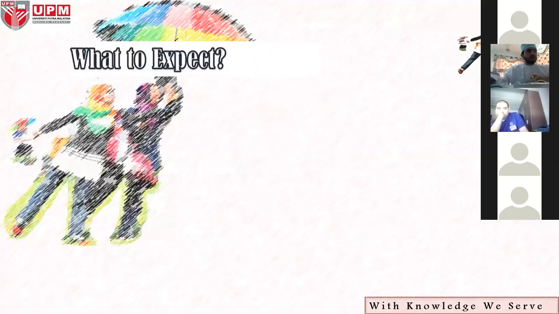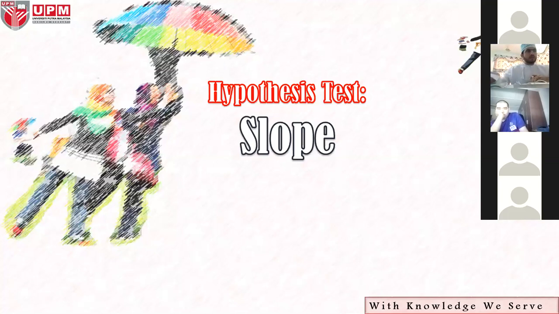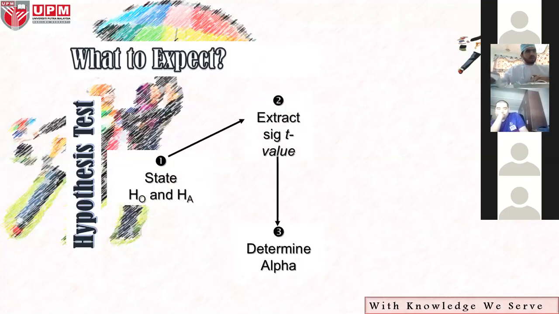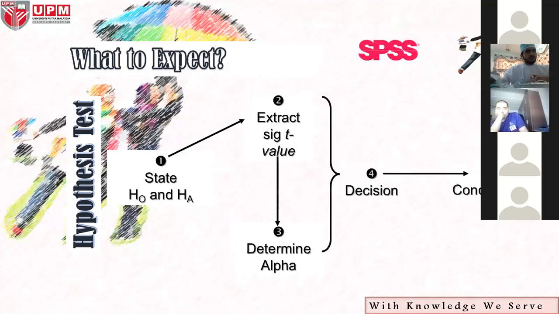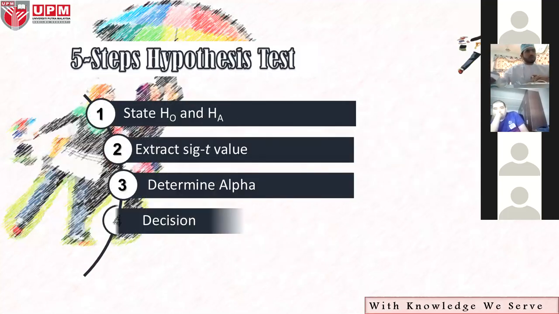Lagi soalan? Okay, now we check for the slope. Slope, this one is based on the individual contribution. So what to expect? Also hypothesis testing: state H0, HA, and then extract significant T value, determine alpha, make decision, and lastly conclusion. Okay, sikit lah ni laju ni.